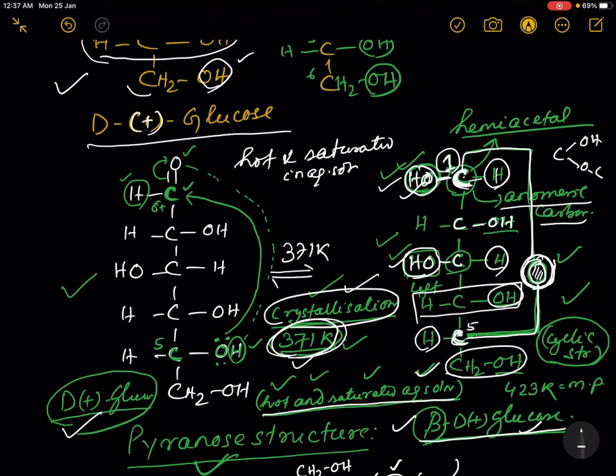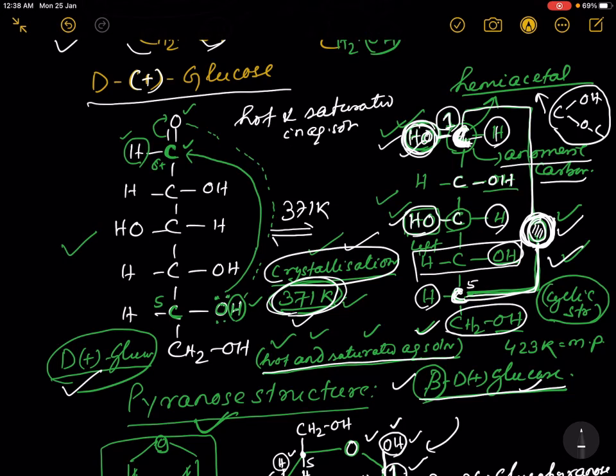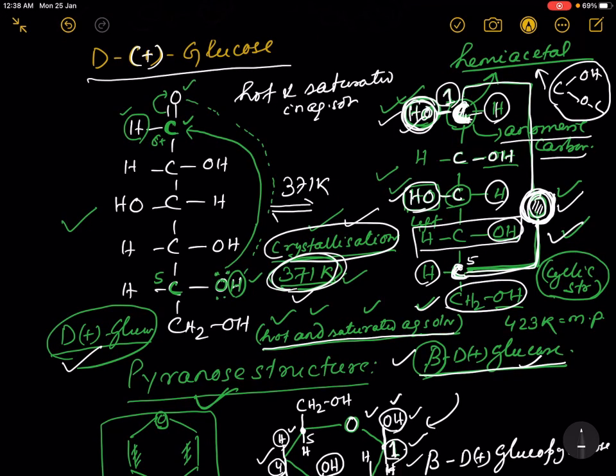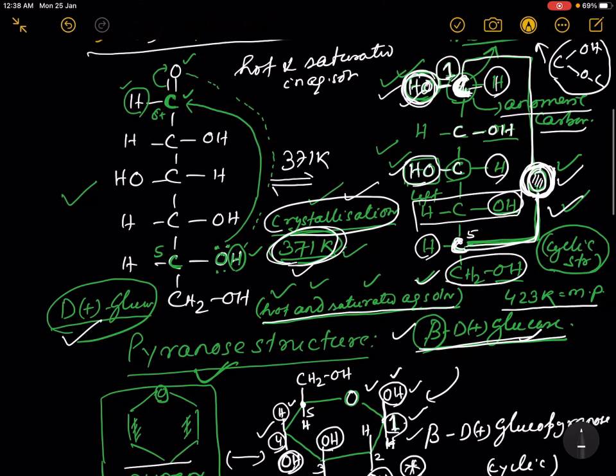So this is a hemiacetal. You see, this carbon is connected to an OH group and an OC bond as shown. This is the cyclic structure because number one carbon is connected to number 5 carbon by the help of an oxygen atom in the middle, and its melting point is 423 Kelvin. This is beta D plus glucose, and we can draw the pyranose structure of this beta D glucose.